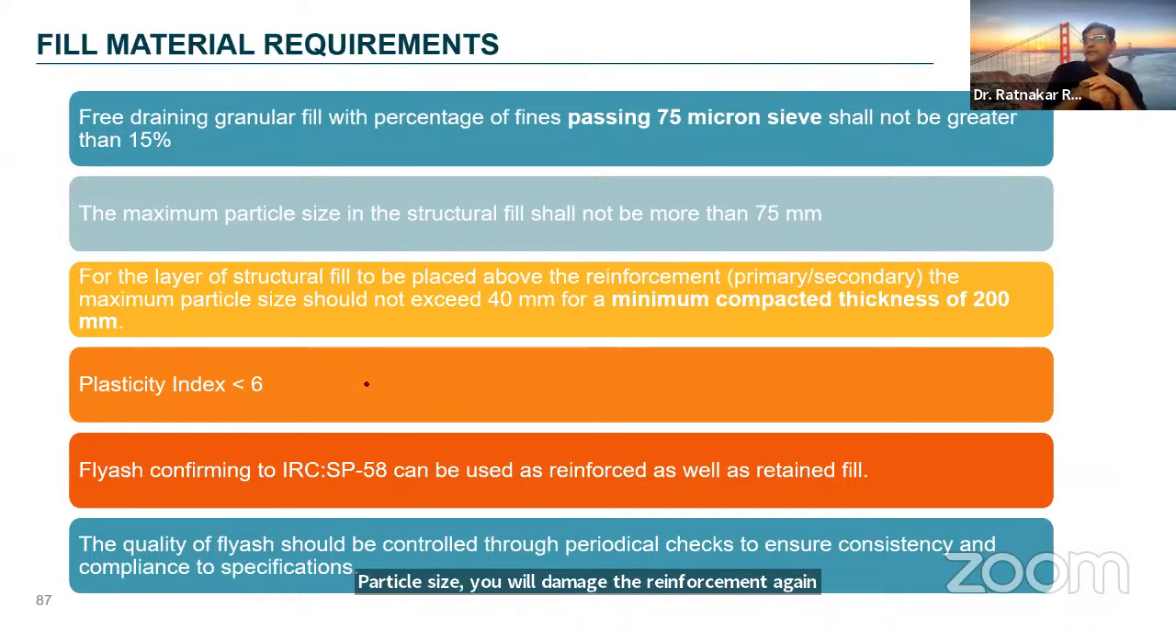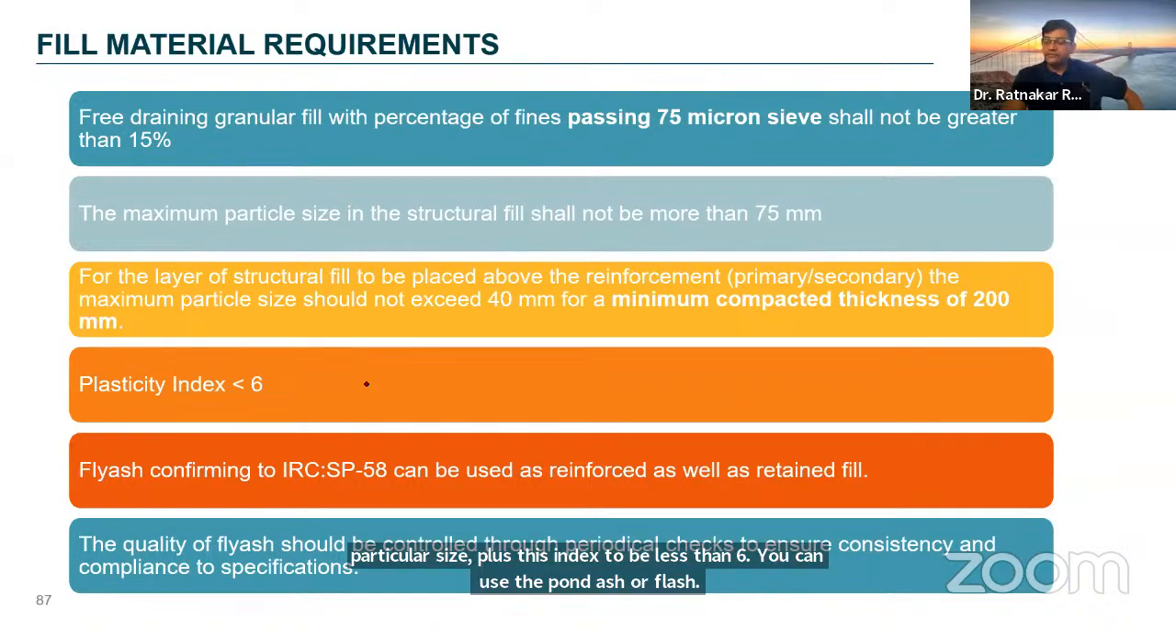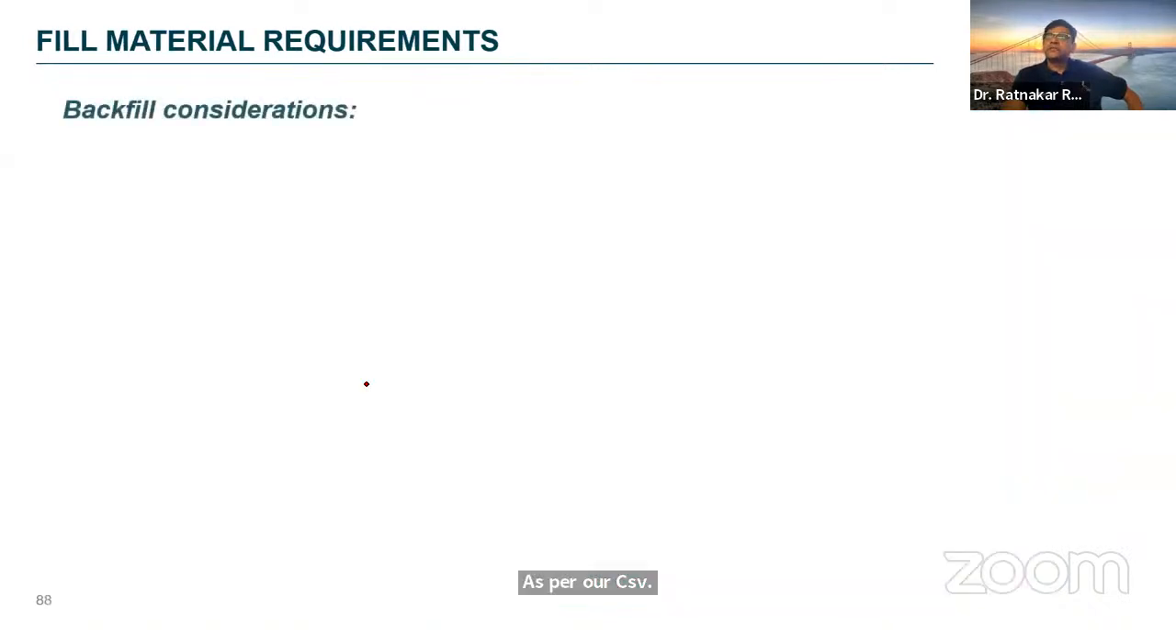The structural fill, when you use it in the reinforced soil structure, exactly in contact with the reinforcement, you can limit the particle size to around 40 mm. Plasticity index to be less than 6. You can use pond ash or fly ash as per IRC SP 58 if you have fly ash availability.